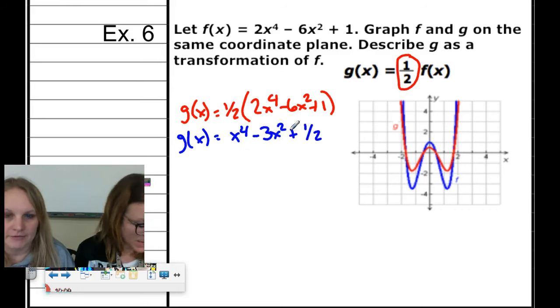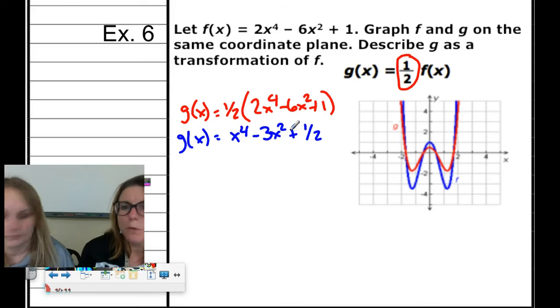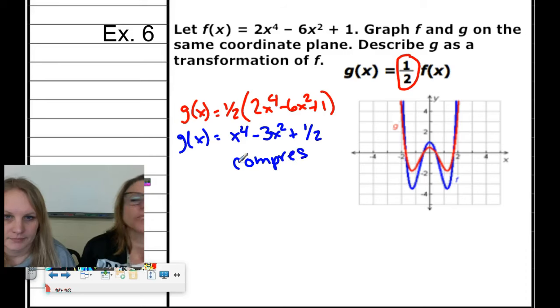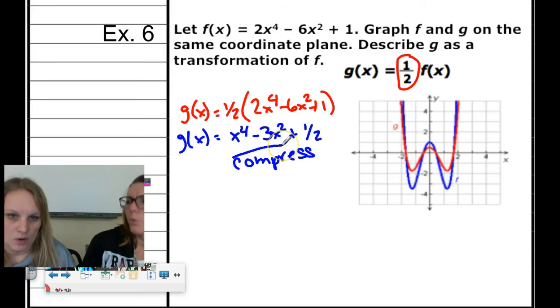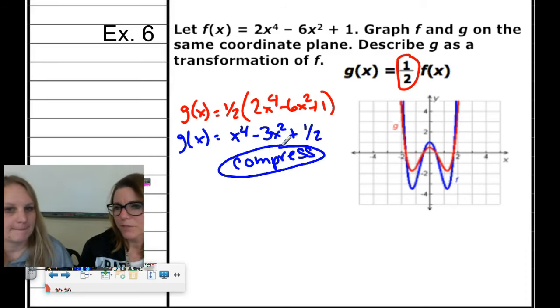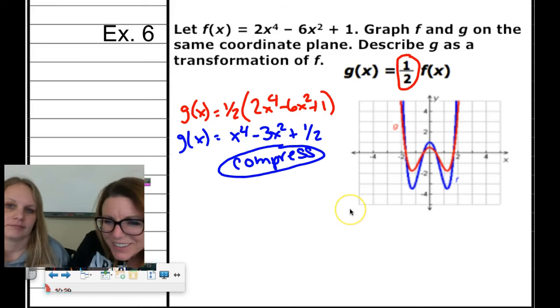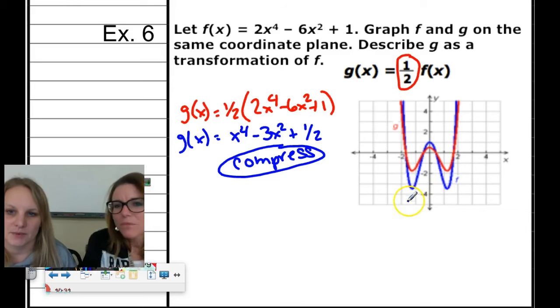And so maybe we'll write the word compress, just so they know. It's a compress, not a stretch, because your factor is less than 1. It's a 1/2. And as you can see, when you compress, remember, C, chunky. And so if you look over here, see the F? This was our original.